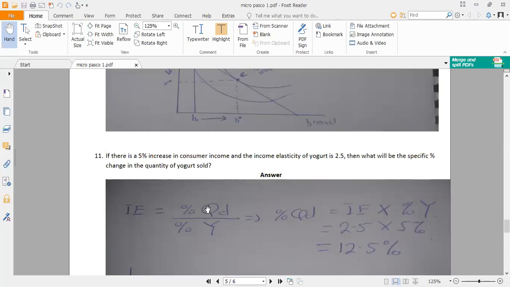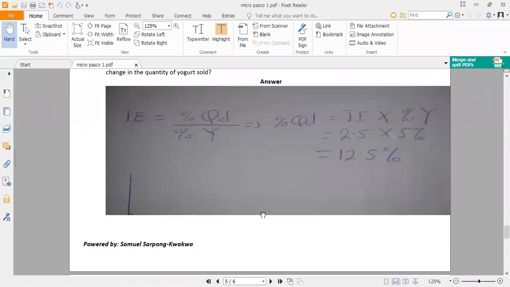So we are looking for percentage change in Q. So just make percentage change in Q the subject. You have income elasticity times percentage change in Y. So 2.5 times 5%. That should give us, I hope it's 12.5. Something like that. So the percentage change in quantity demanded will be 12.5%. I hope we all understand.